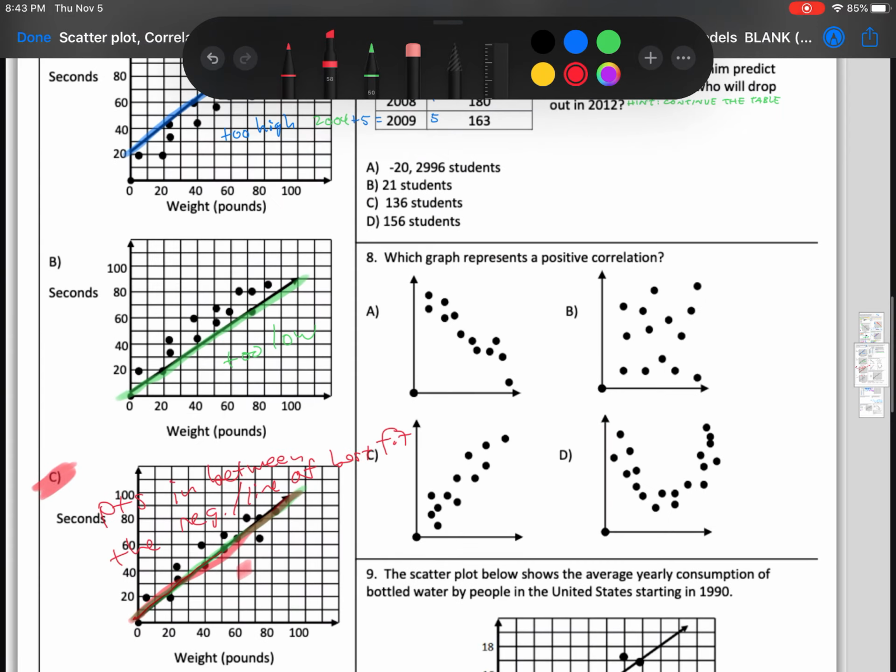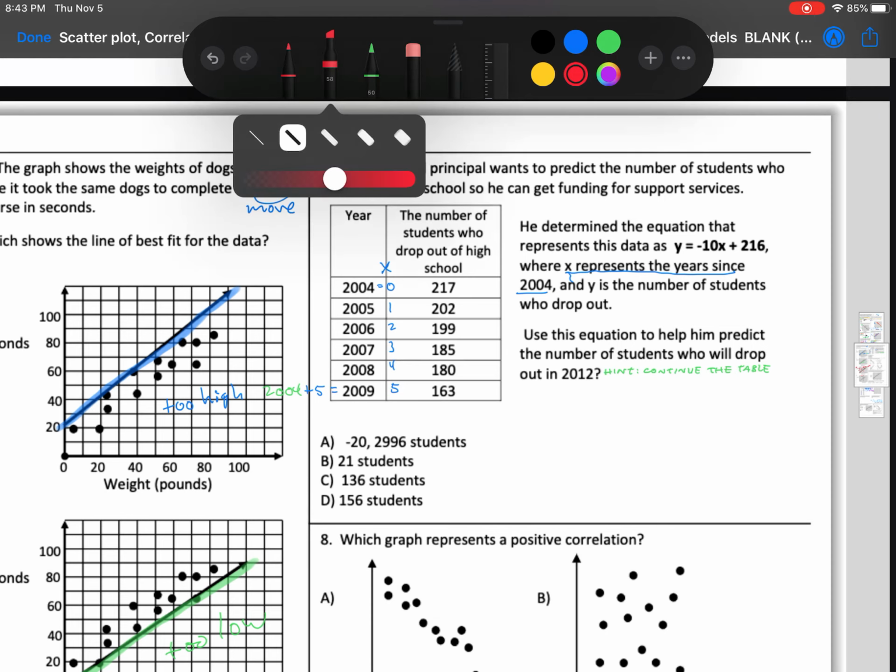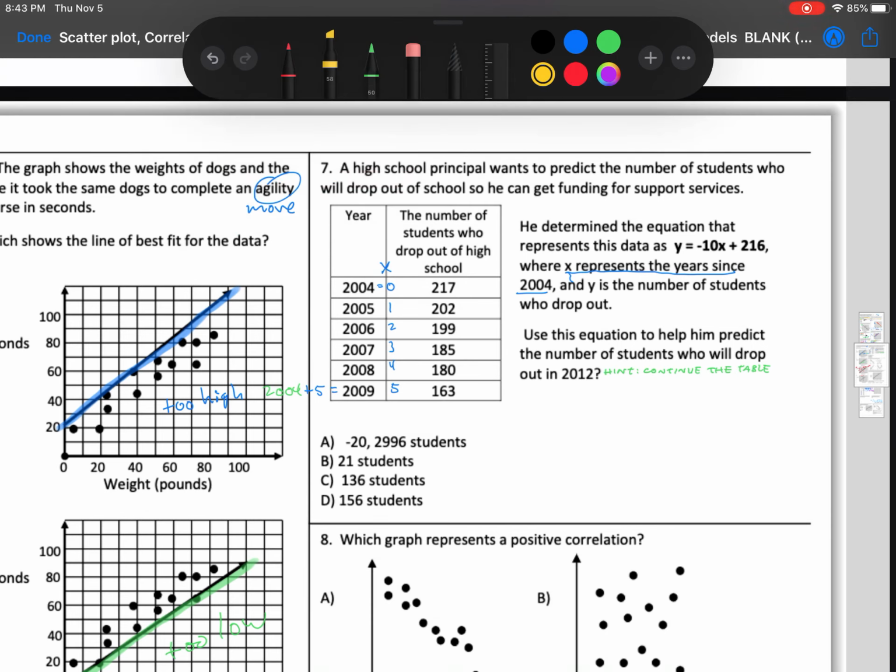Okay, that was 6. Number 7. A high school principal wants to predict the number of students who will drop out of school so he can get funding for support services. Hope that never happens. He determined the equation that represents the data as y equals negative 10x plus 216. Okay. Let's get a couple of things here. This X right there represents the years since 2004.